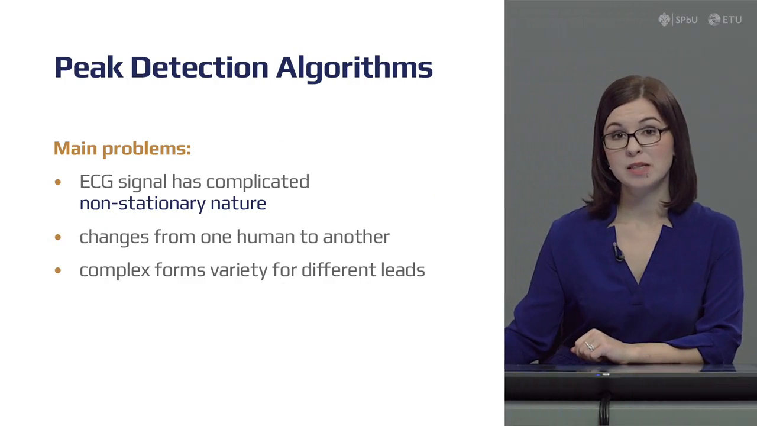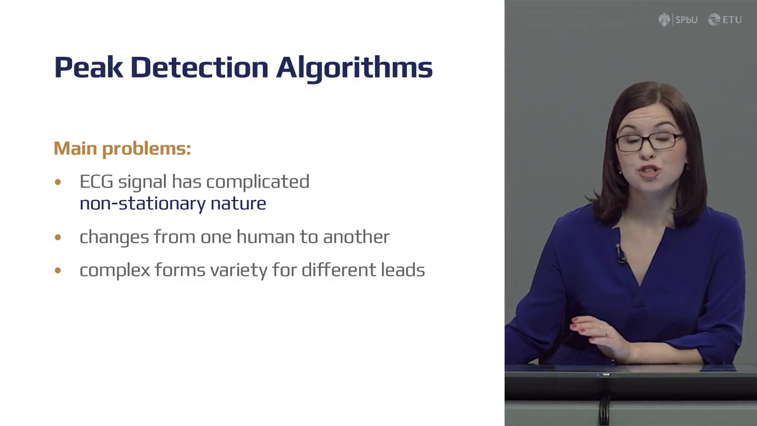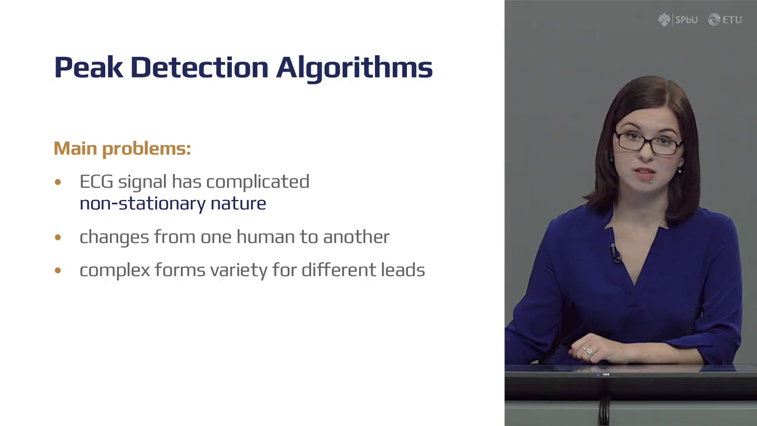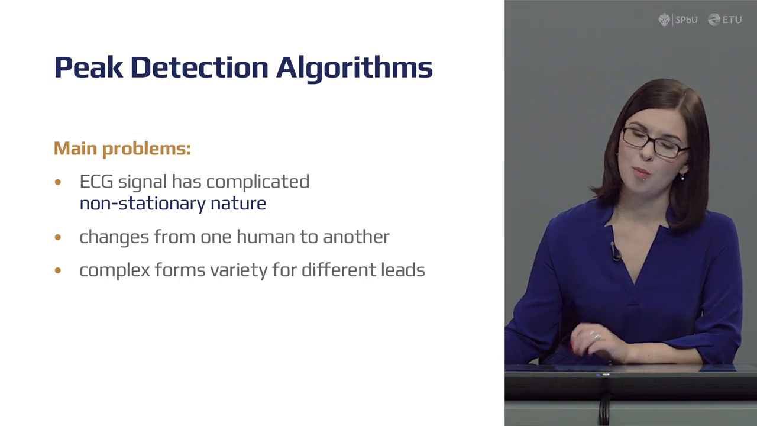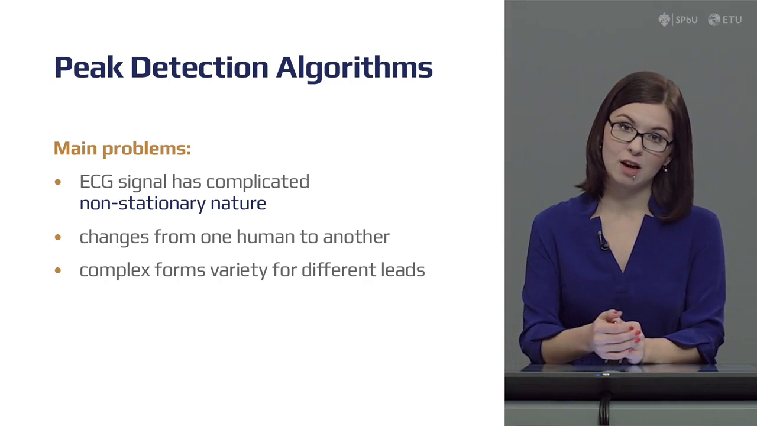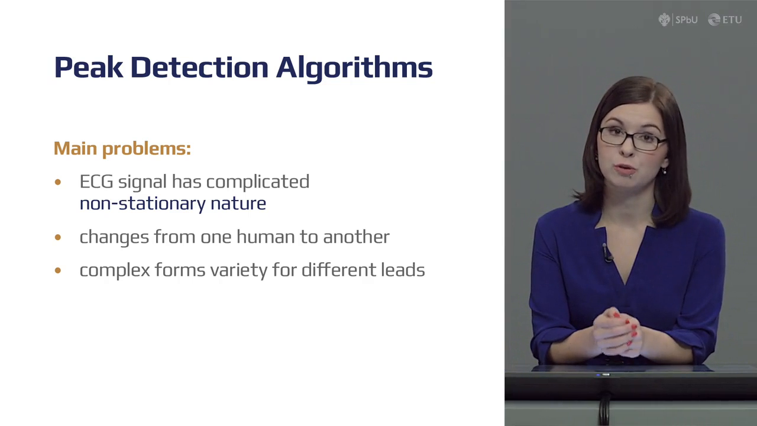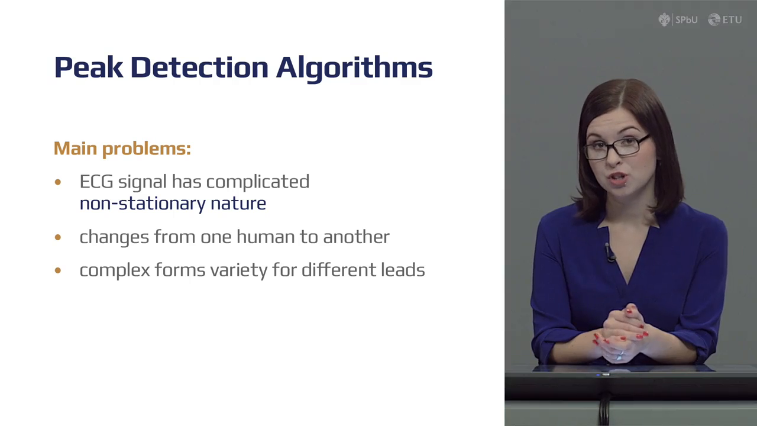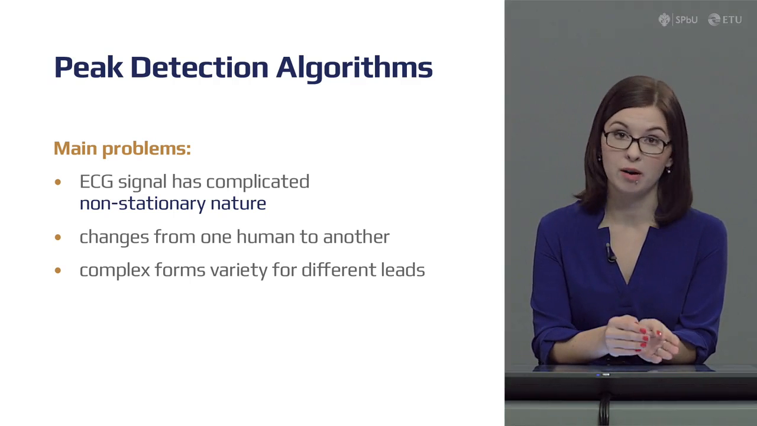One of the basic operations required for ECG analysis is QRS complex detection. In the next videos, we will overview major peak detection algorithms and create a simple but efficient QRS complex detector for our system. It may seem that normal ECG peaks and QRS complexes are standard and easy to detect, but unfortunately, the ECG signal has a complicated and non-stationary nature, and the complex shape changes from one human to another.